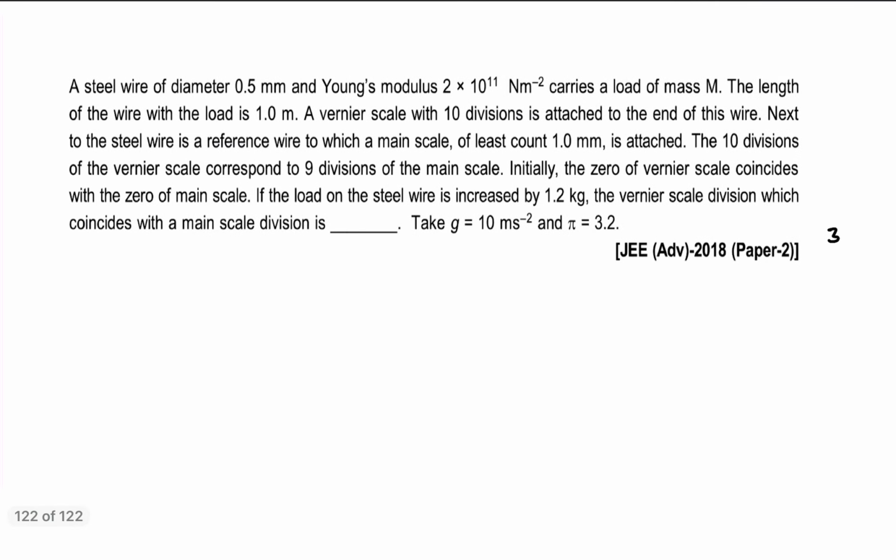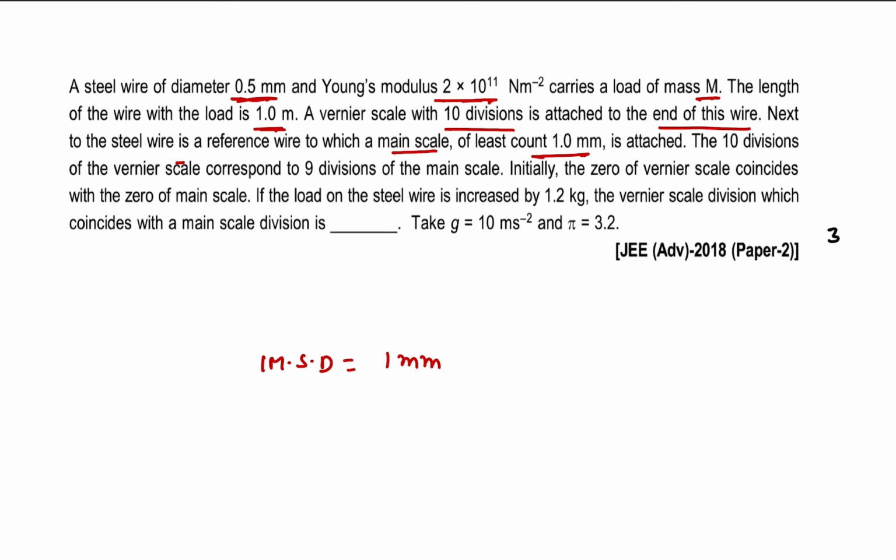One last question. A steel wire diameter is 0.5 millimeters. Young's modulus is 2 into 10 to the power of 11 Newton per meter square. Load mass is m. The wire has a length of 1.0 meter, and a vernier scale with 10 divisions is attached to the end of this wire. Next to the steel wire is a reference wire to which a main scale of least count 1 millimeter is attached. So we can write it as 1 MSD is equal to 1 millimeter.